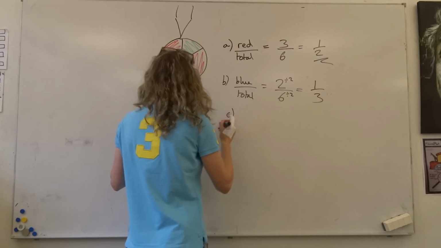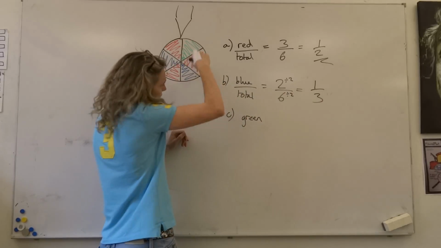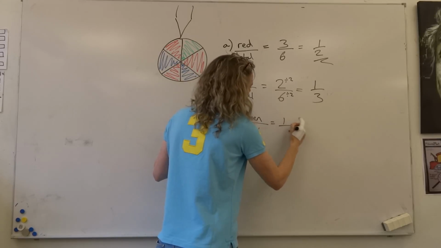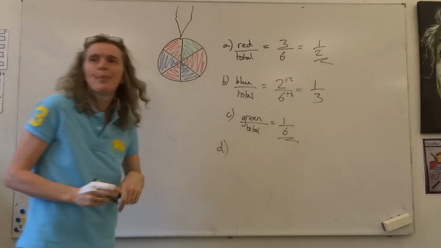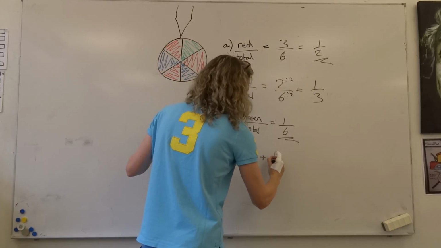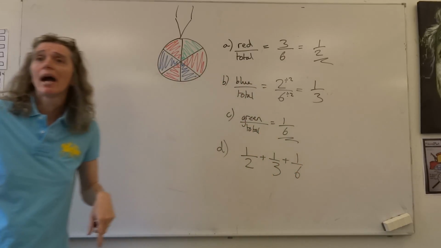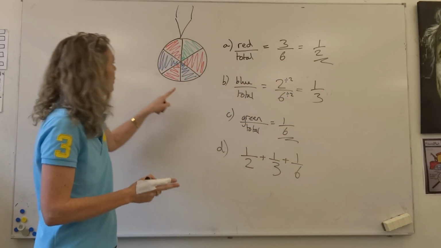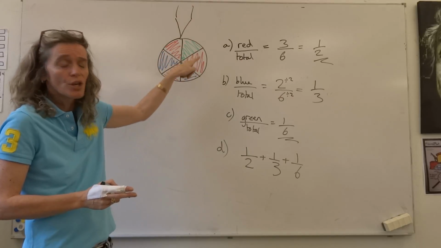And then C, the green, divided by the total number of areas in your circle, which was 6. So you have 1/6. Then part D was, what happens if you add a 1/2 plus a 1/3 plus a 1/6? And you have to show your working out here. Because of course, if you've got a 1/2 plus a 1/3 plus a 1/6, you're going to know that it's going to be the whole thing here, because there's no other areas of the circle.